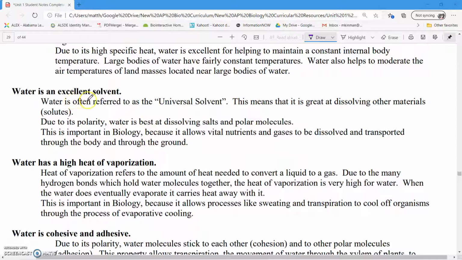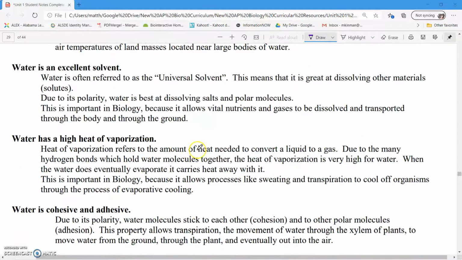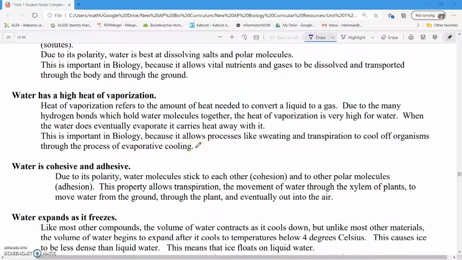Water is an excellent solvent. You probably learned this in chemistry. Water is often referred to as the universal solvent. This means that it is great at dissolving other materials, solutes. Due to its polarity, water is best at dissolving salts and polar molecules. This is important in biology because it allows vital nutrients and gases to be dissolved and transported through the body and through the ground. So, if you've ever asked the question, why do I need water?